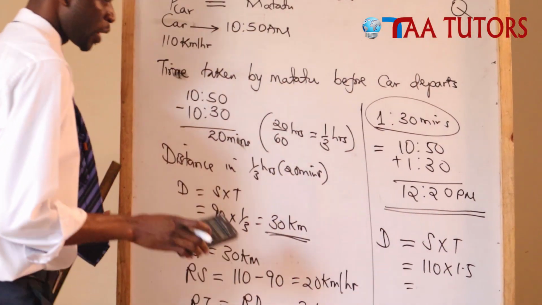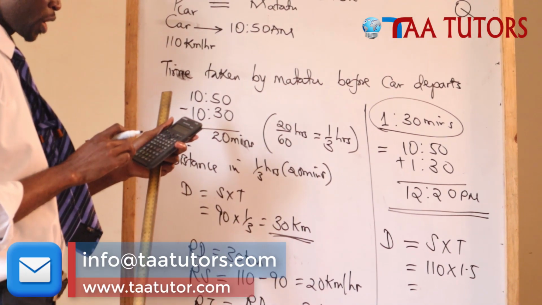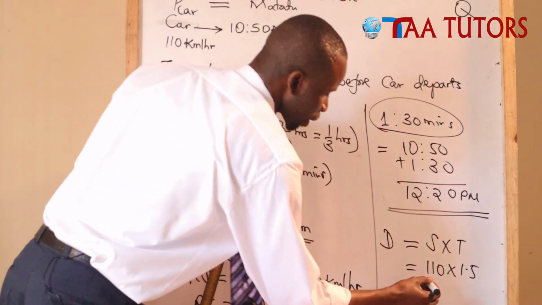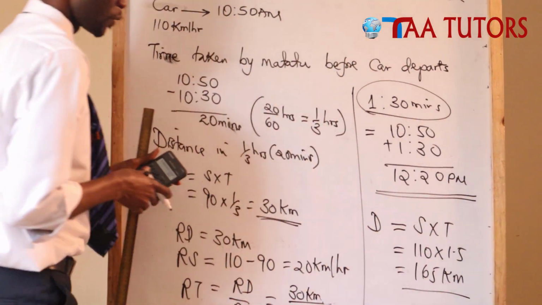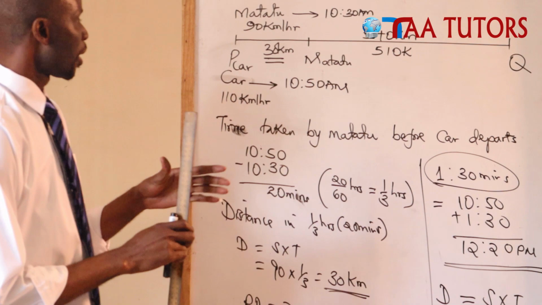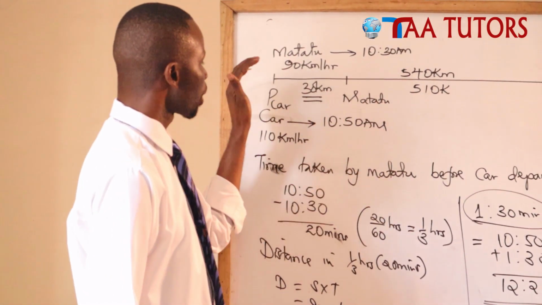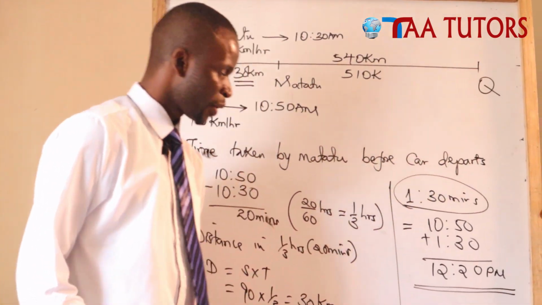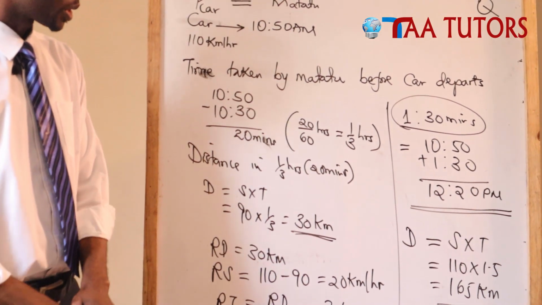If I do that, viewers, I'll have 1.5 hours times 110, and that is 165 kilometers. So viewers, we can now say that the distance from town P where the matatu and the car met is 165 kilometers. Viewer, it is very important that you learn this particular case.